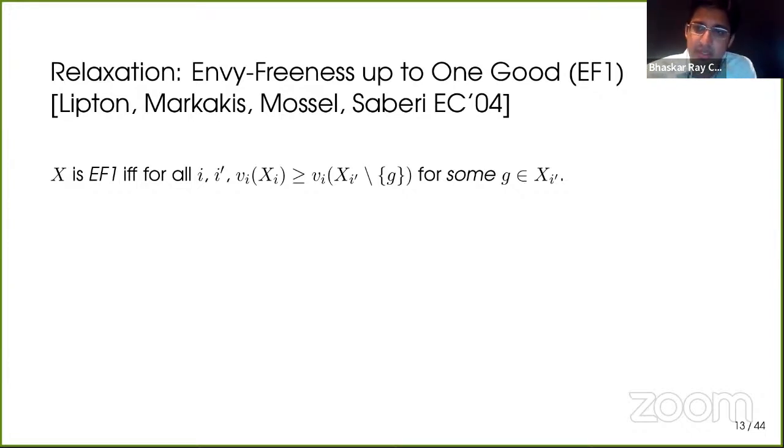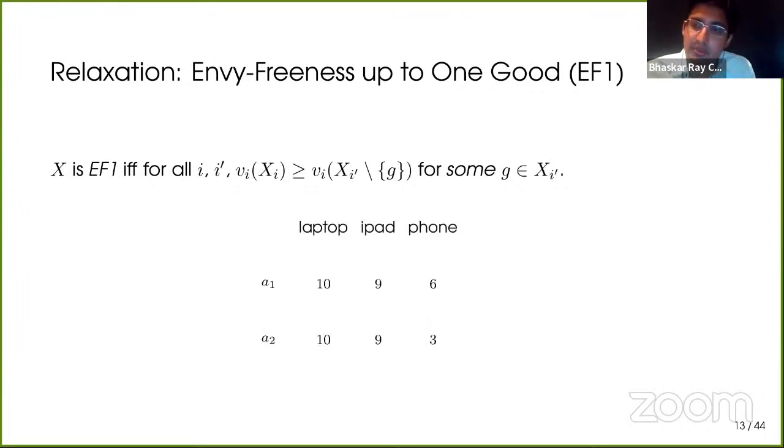Okay, so what is this fairness notion? Again, you look at all pairs of agents i and i prime, and now I say that it is okay if agent i envies agent i prime, meaning that it's okay if vi of xi is strictly less than vi of xi prime, because as we saw, it is unavoidable in certain circumstances. But there must be some good in i prime's bundle, and following the removal of this good, the envy should disappear. So there should be some subset of xi prime, of size one less than xi prime, which agent i does not envy. Let me make this clear with a small example. Consider the setting where you have two agents and you want to divide a laptop, an iPad, and a phone. Valuations are additive, meaning that the valuation on a particular set is the sum of valuations of the items in the set.